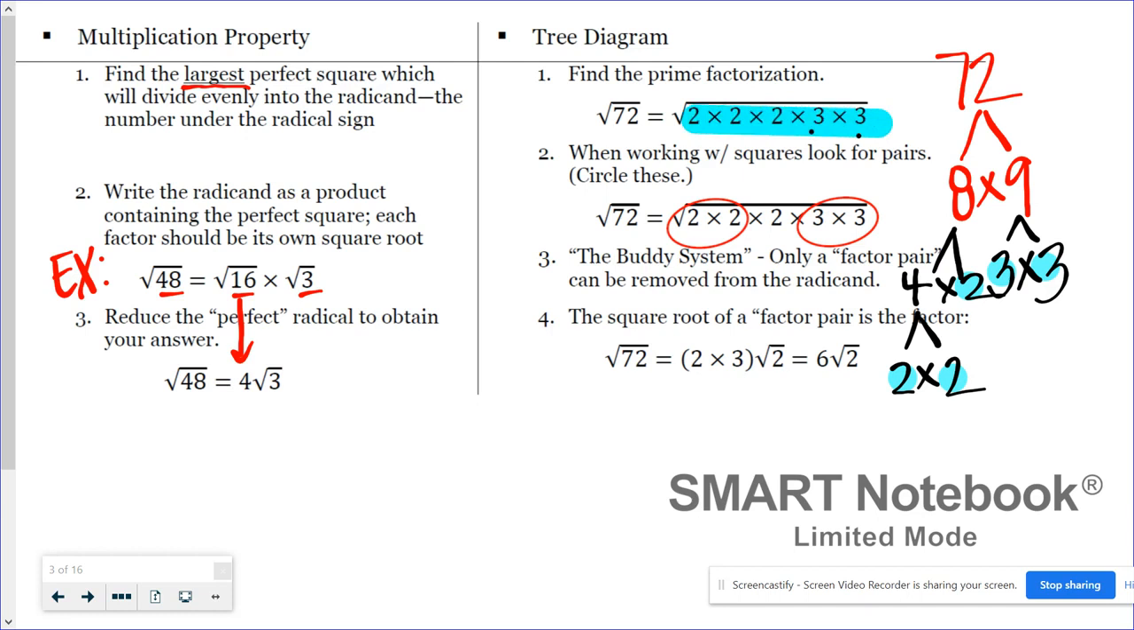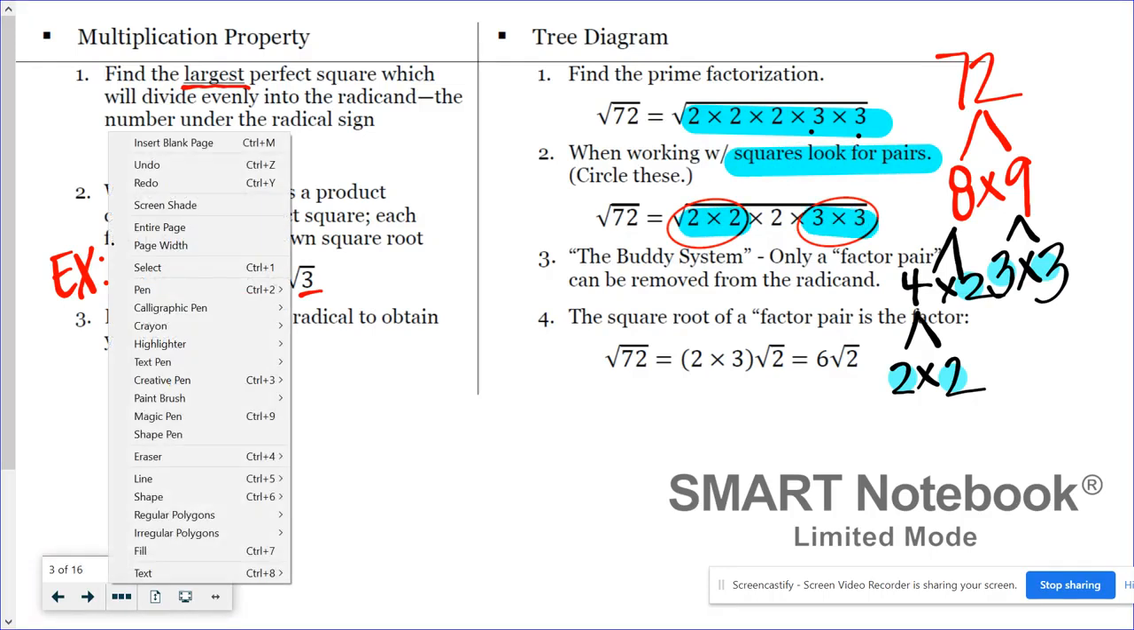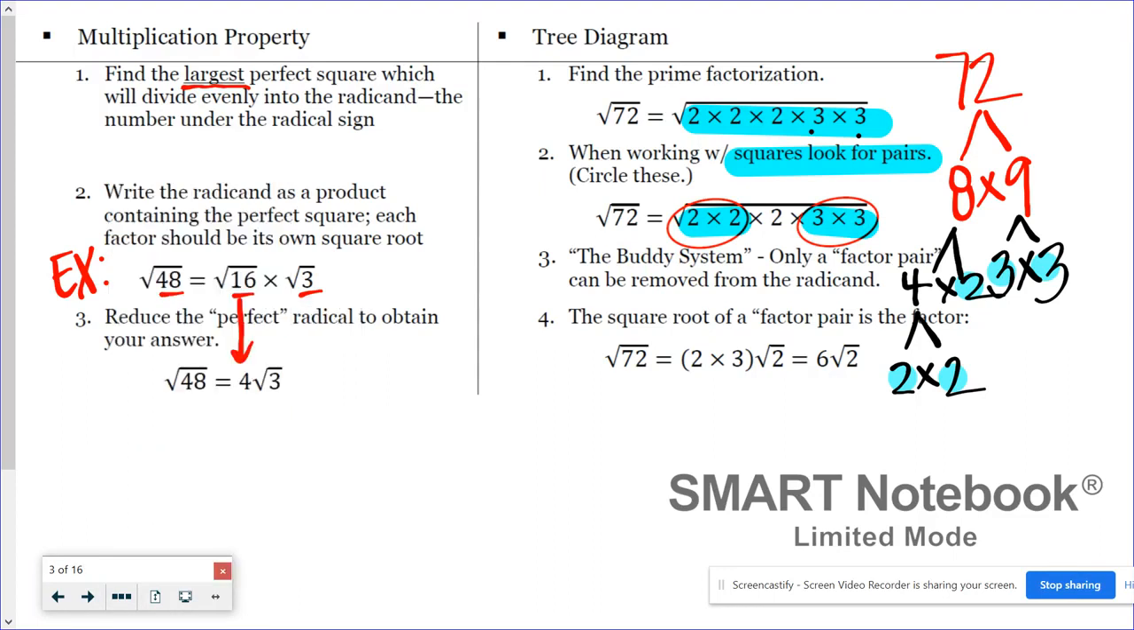Now, when you're working with squares, look for pairs and circle these. This is your buddy system. If a number has a buddy, it can come out and play, so to speak, okay? Because 2 times 2, we know that's 4, and the square root of 4 is 2. So a 2 gets to come out.